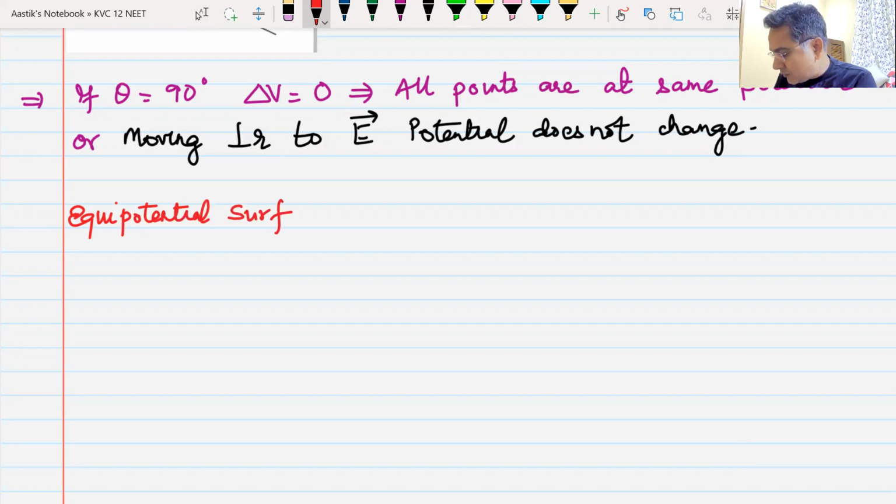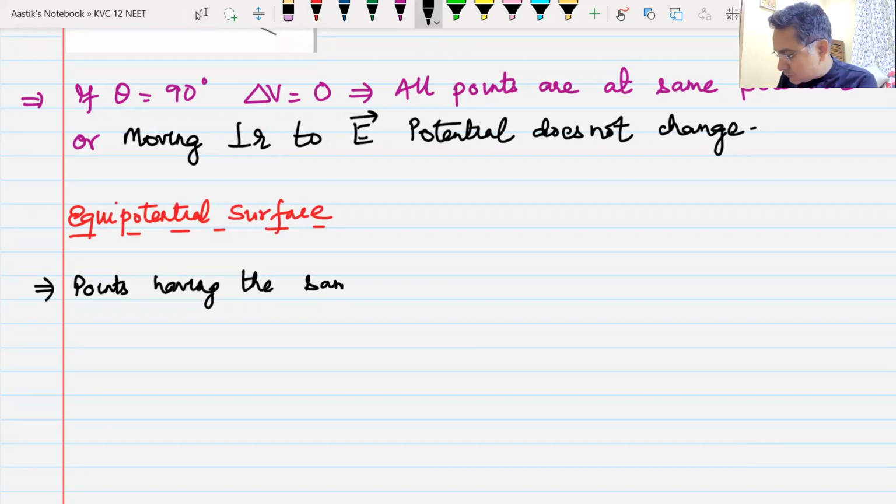What do you mean by equipotential surface? An equipotential surface consists of points having the same electric potential. If you draw a surface which has points of the same potential, that surface will be known as an equipotential surface. Do we understand this?